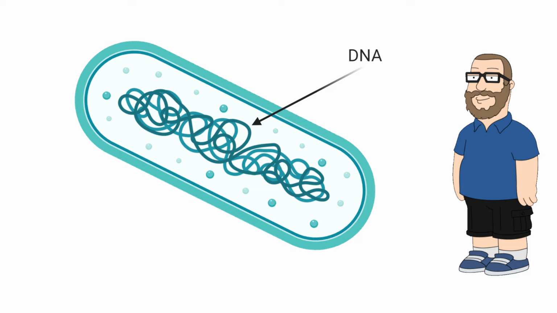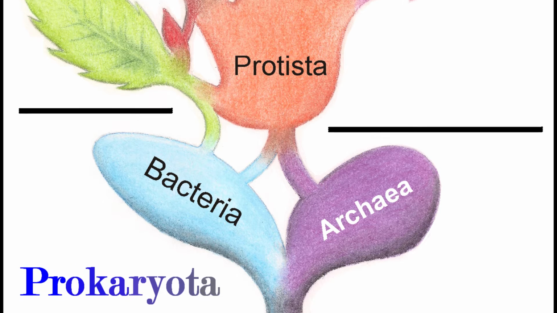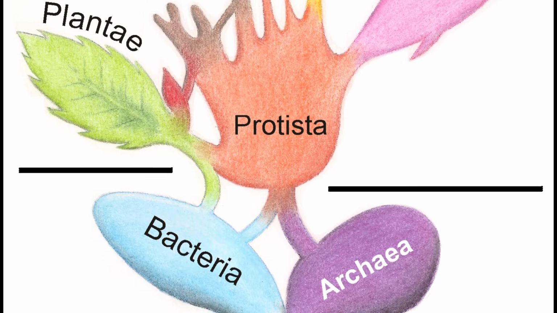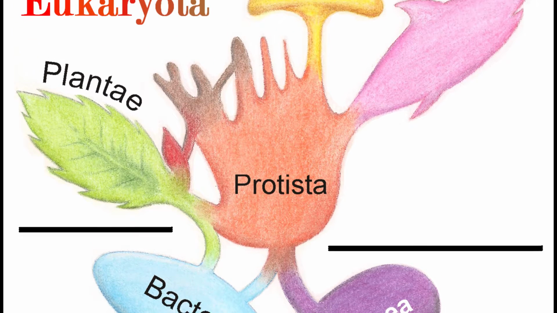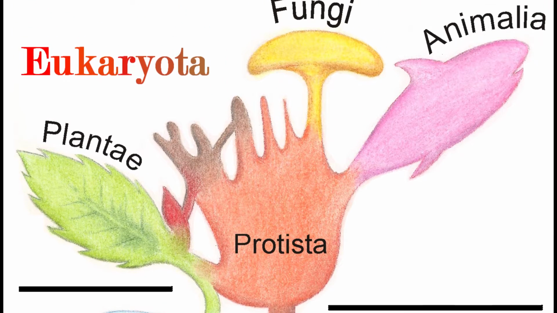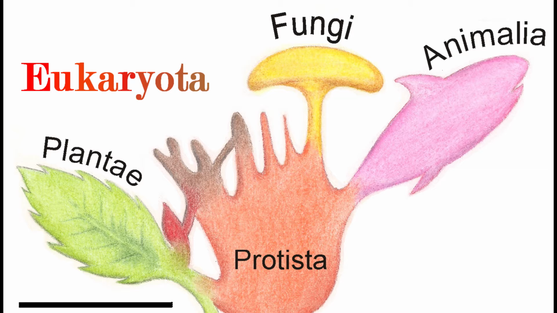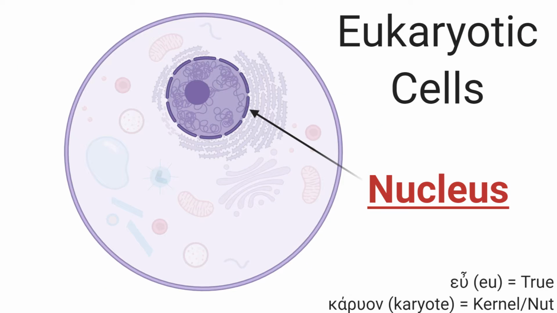Prokaryotic cells are the simplest kind of cells. They have no real internal organs, and most of their complexity is related to their cell membranes and internal protein. These are all part of the bacteria and archaea domains of life. However, the rest of the tree of life, plants, fungi, and animals, and in fact almost all multicellular organisms, are made of eukaryotic cells. Eukaryotic cells have a nucleus. The word eukaryote comes from the Greek meaning good nut or kernel.